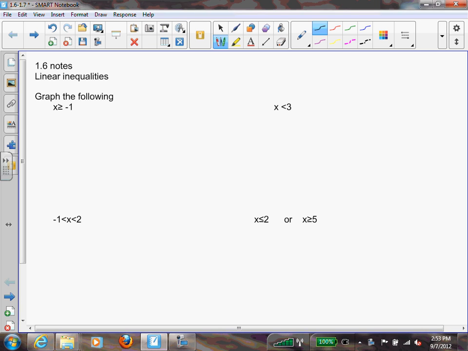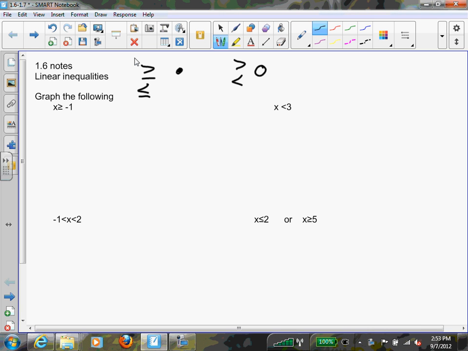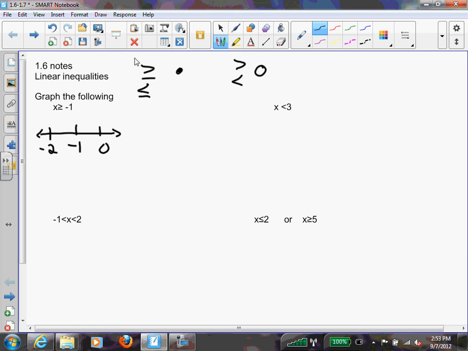-1. All right, so we know that if it's greater than or equal to, it's a solid, or less than or equal to, it's solid, correct? And if our inequality is strictly greater than or less than, then we use an open circle, right? So when I'm asking you to graph these, here's -1, here's 0, here's -2. You don't have to do a full, huge number line. Just give me a couple numbers on either side of your target value.